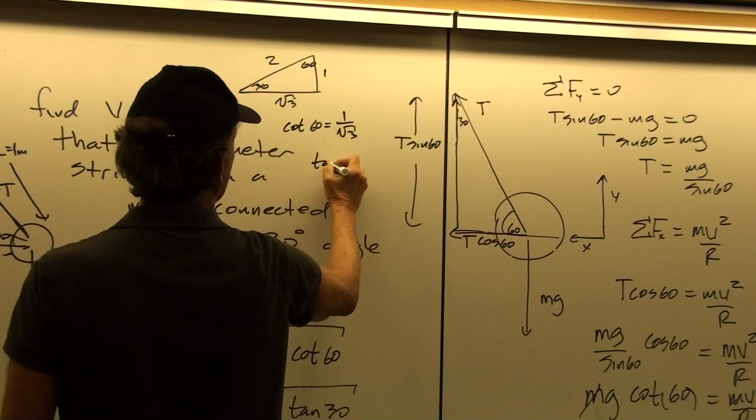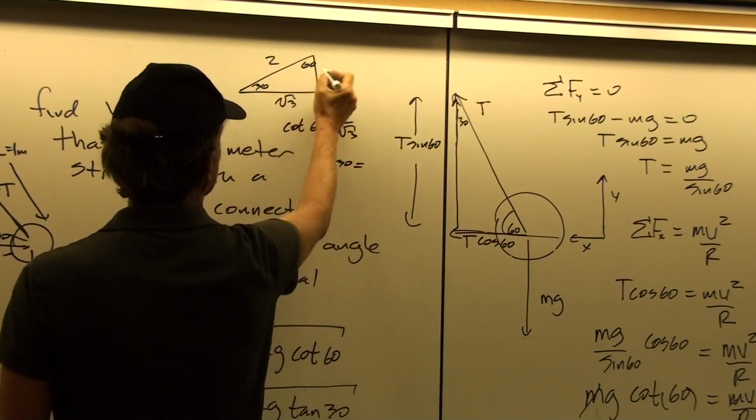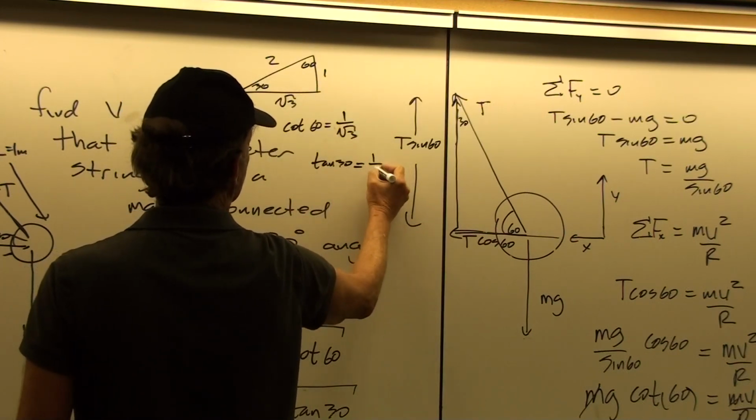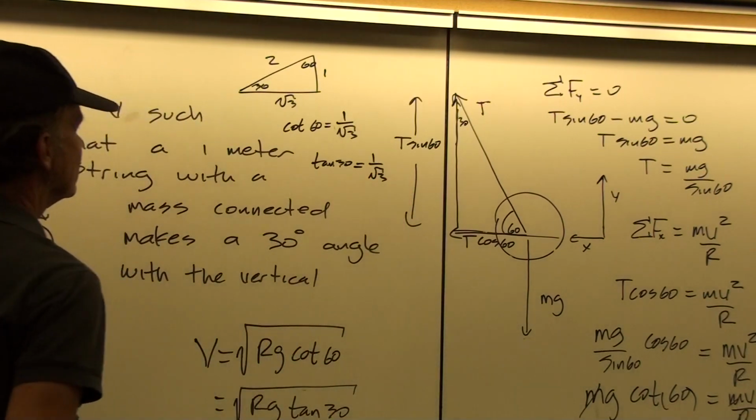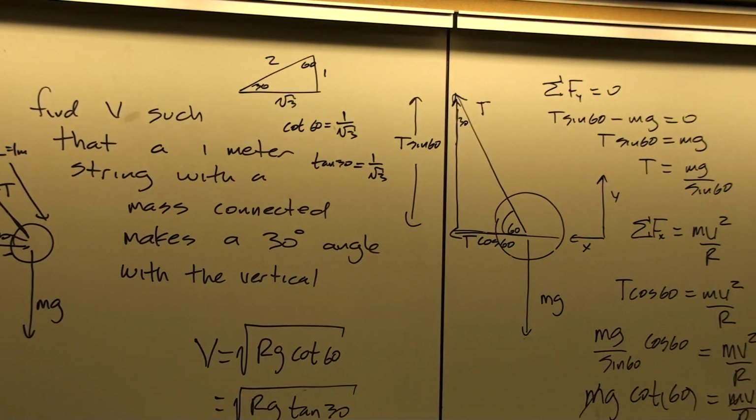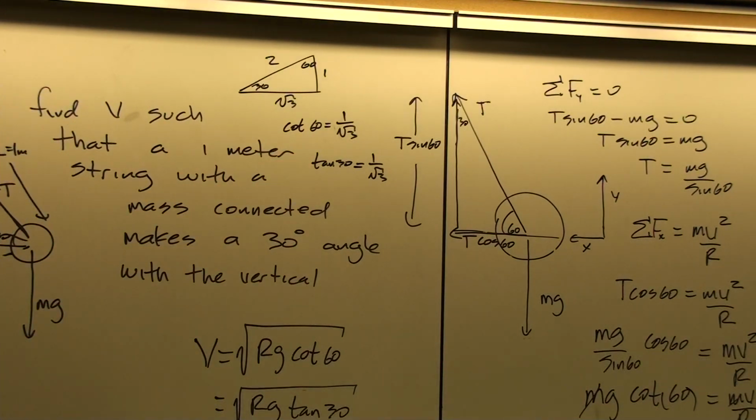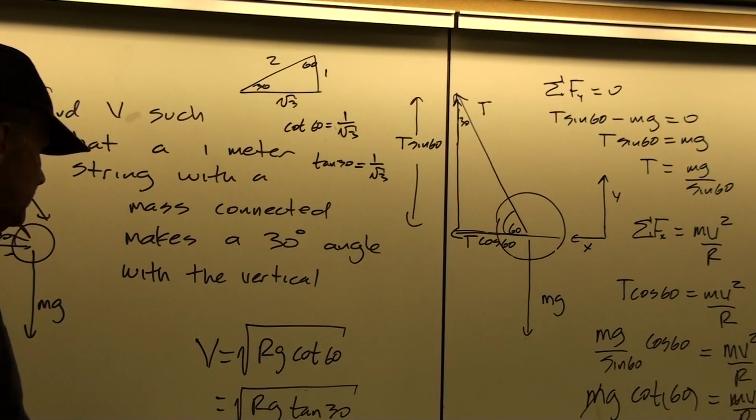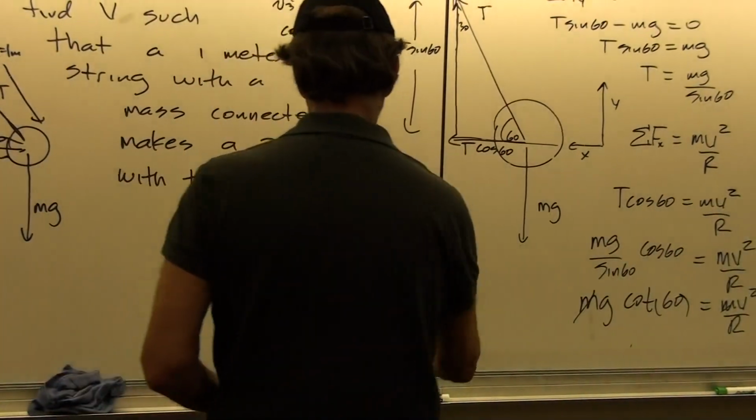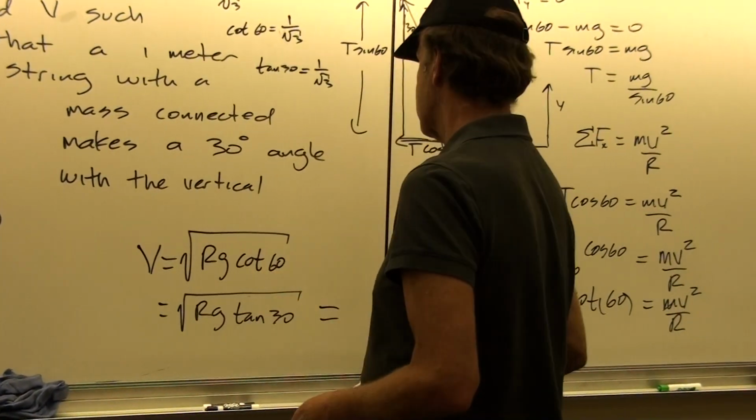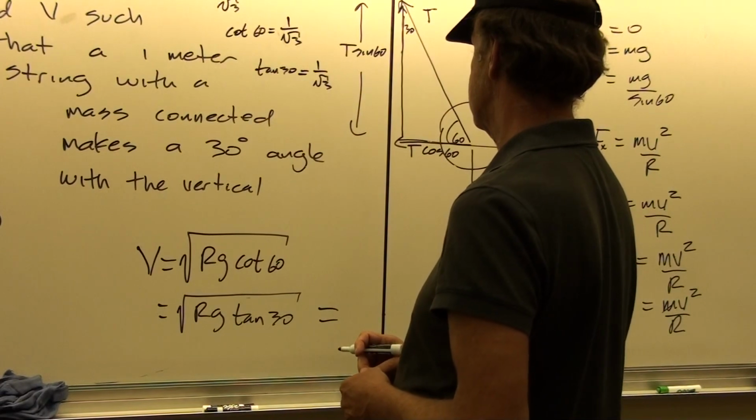But the tangent of 30 is also opposite over adjacent, so that's 1 over square root of 3. So that is something that always works in trig. It's the tangent of an angle, the cotangent of the complement. That kind of works the same as the sine and cosine does.